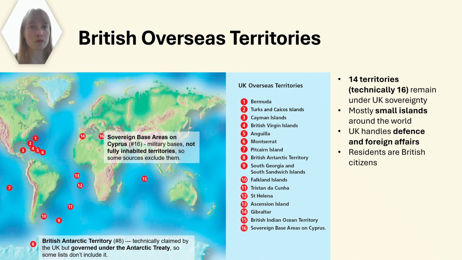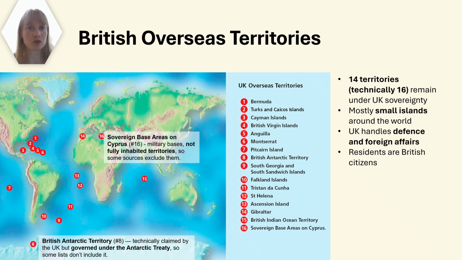Most countries of the British Empire eventually became independent in the 20th century, but some territories, mostly small islands in the Caribbean, South Atlantic, and Pacific, remained under British rule. They are not fully part of the UK, but the UK handles defence, foreign policy, and security, while each territory has local self-government. Residents are British citizens, though.